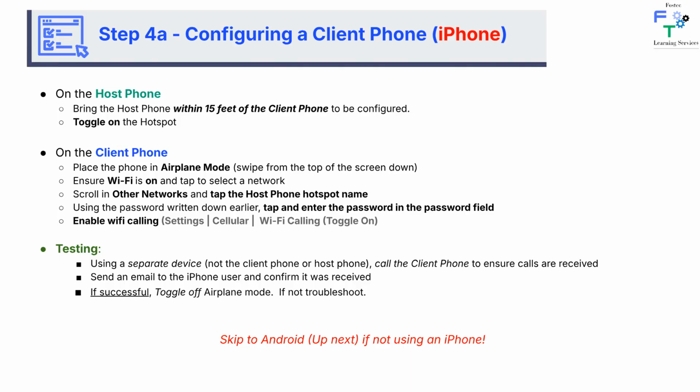Next, we will activate Wi-Fi calling. These steps are provided on the screen. Now we need to confirm it's working correctly. We will test that the iPhone can get a phone call and confirm the internet is working.